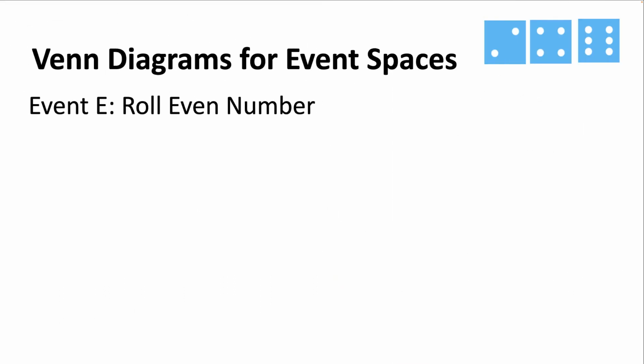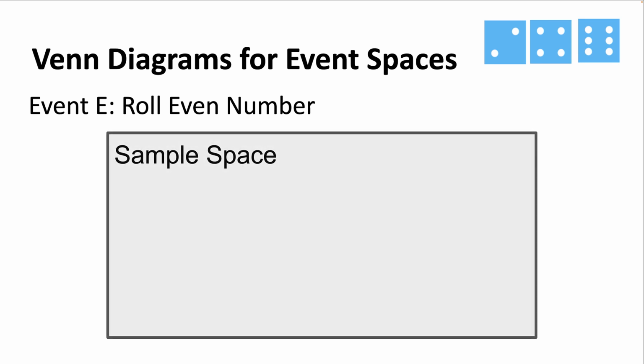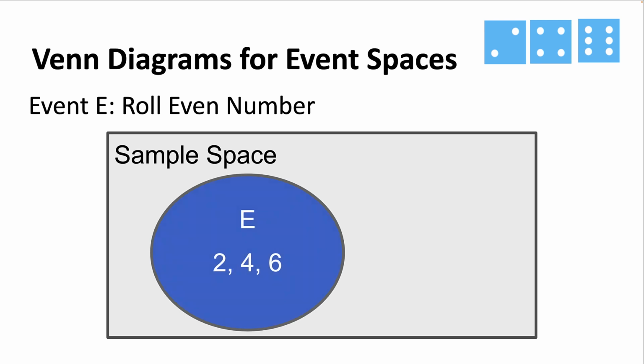Sometimes it helps to draw a Venn diagram so you can visualize the event space. So let's continue with our event E, where we roll an even number. If I wanted to draw a Venn diagram, I would start off by drawing a large square. That large square represents our sample space. Then we'll carve out the event space for event E, which was 2, 4, and 6.